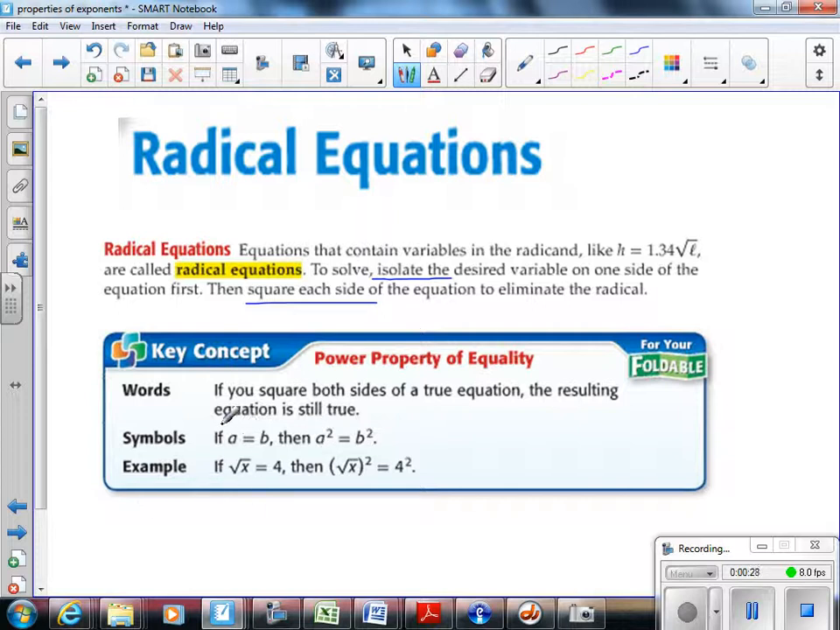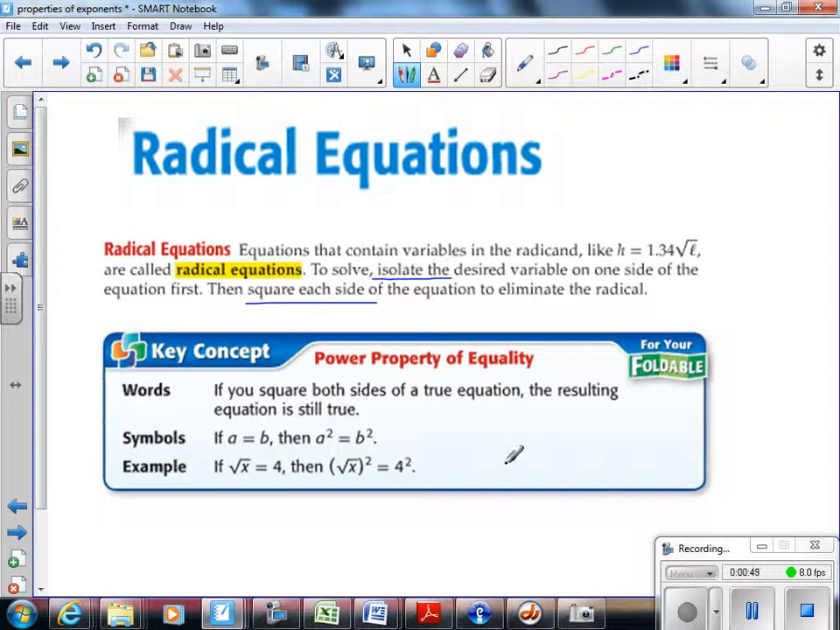The key concept: if you square both sides of a true equation, the resulting equation is always going to be true. If a equals b, then a squared equals b squared. So if we have the square root of x equals 4, then the square root of x quantity squared is going to be equal to 4 squared.